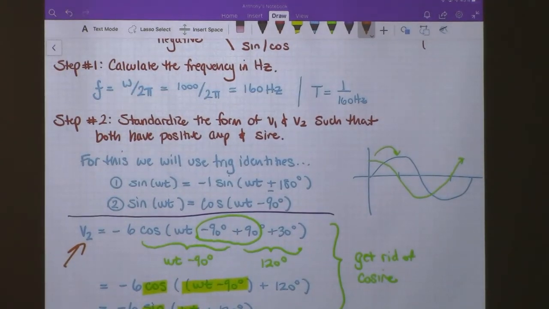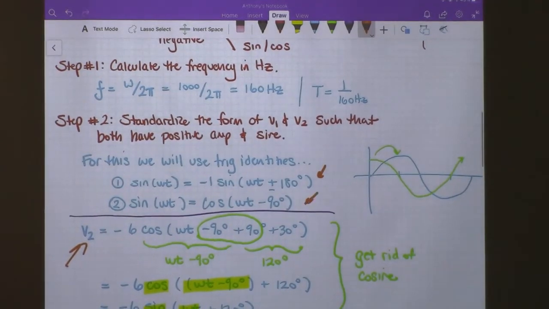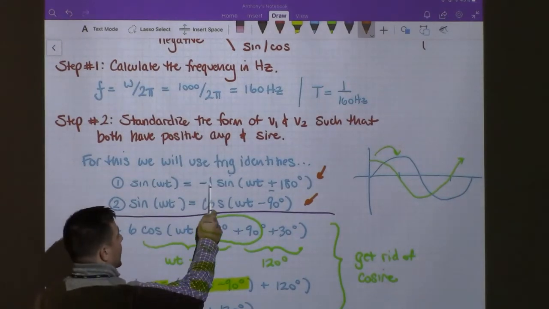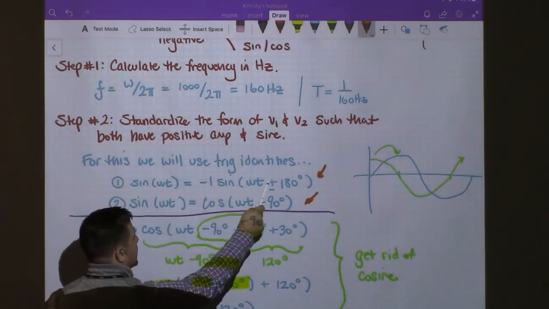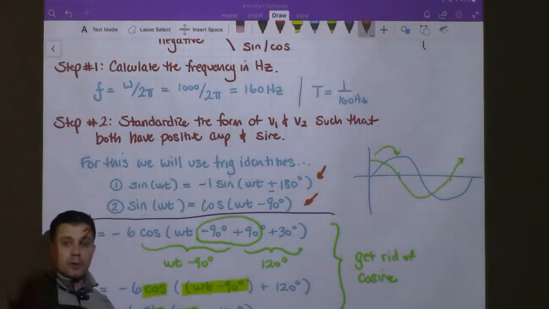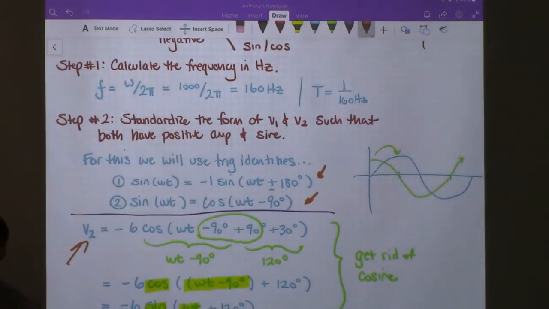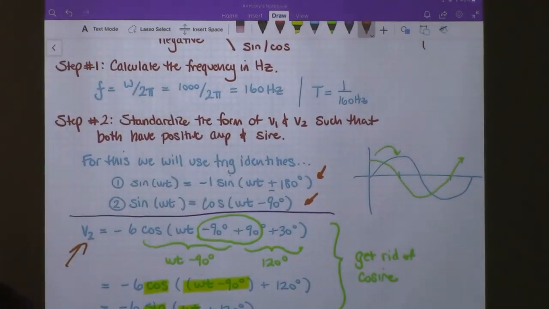Now, these trig identities can have a phase shift associated with them. The phase shift would stay the same. So let's say it's omega t plus phi. That's the same as negative 1 sine omega t plus 180 plus phi. So I ignored the phase shifts, but they would be the same. Okay? Yes?